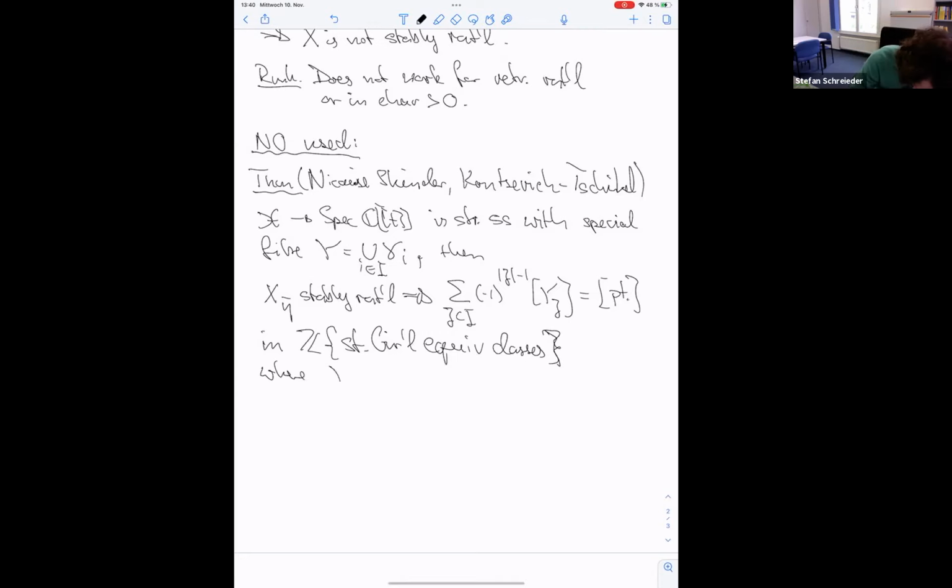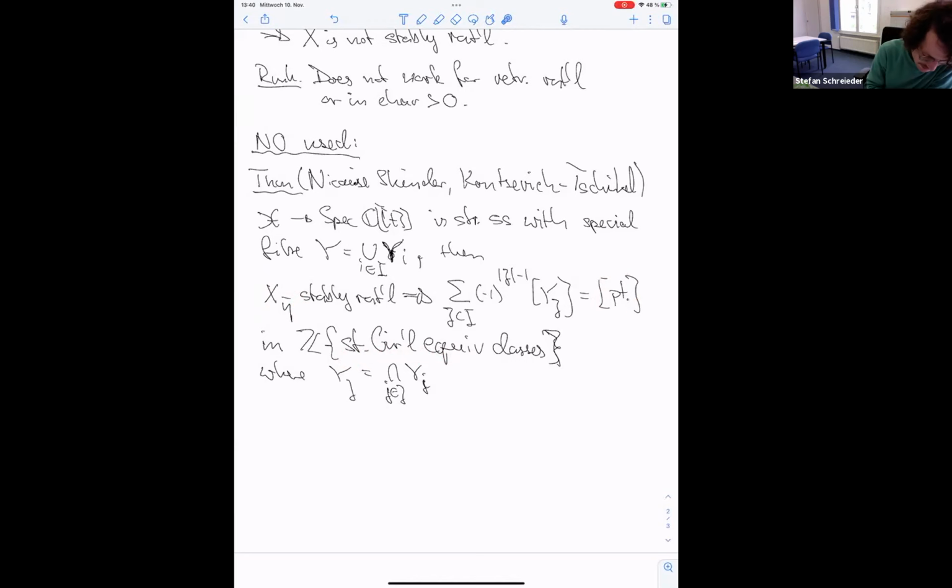Where this one here is the intersection. So for a subset of the index, so big I is the index set of the components, for any subset you can intersect the corresponding components, you get some strata, and we sum up these strata with some coefficients, and this has to be the same in the free abelian group of stable birational equivalence classes, if the geometric generic fiber was stably rational.